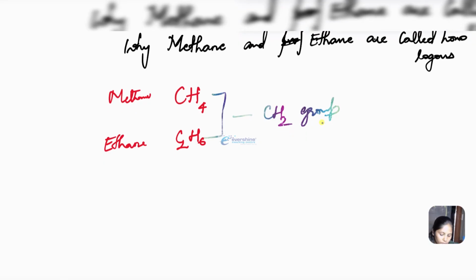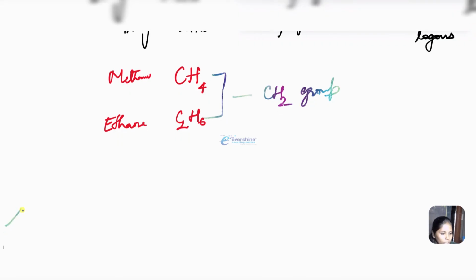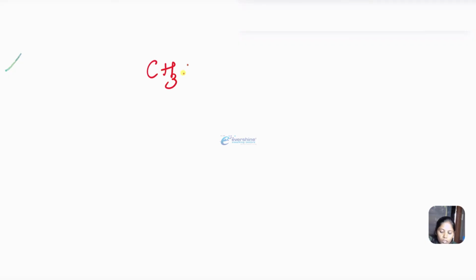Okay, this is all about homologous series. Now I'll ask you one question. I'll give the structure. You should tell whether it is homologous or not. CH3OH. Another member is C2H4OH. Are both of these homologous or not?